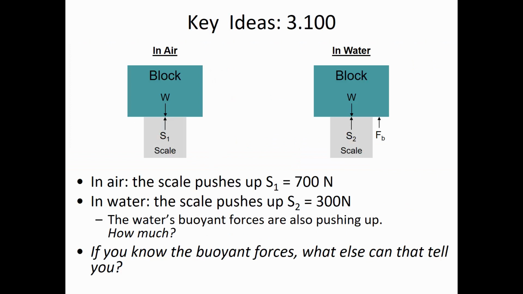One other key idea hint: I just thought the way that they phrased that problem was a little bit confusing. Basically, let's break it down this way. This block is sitting on a scale in air, and when it's in air, the scale is pushing up with the scale reading of 700 newtons. And that's what the scale says. That basically means the weight of it and the upward force are equal when it's in that measurement.